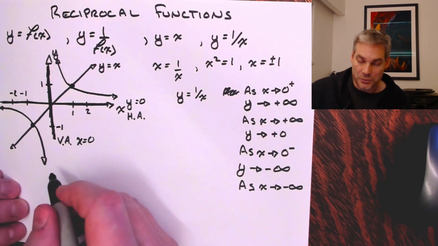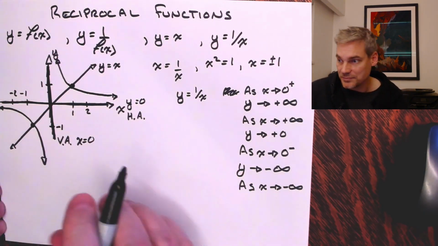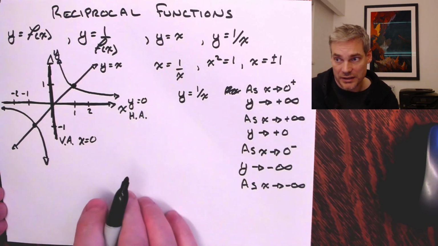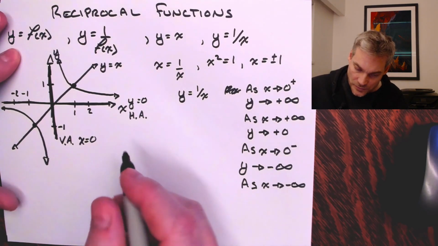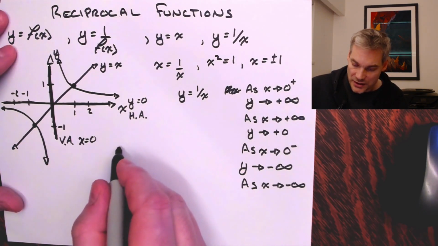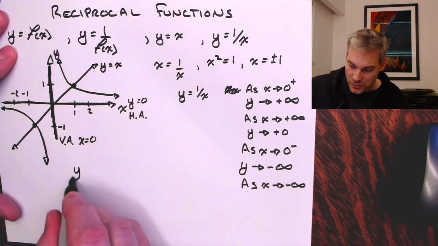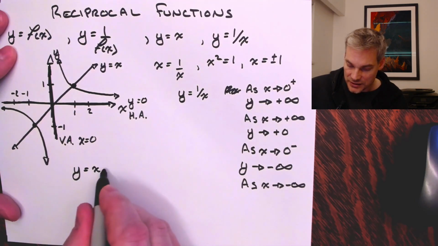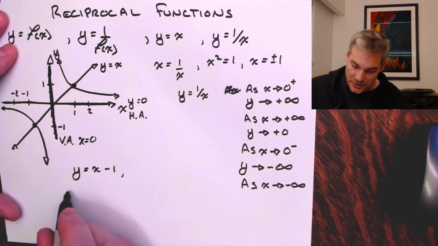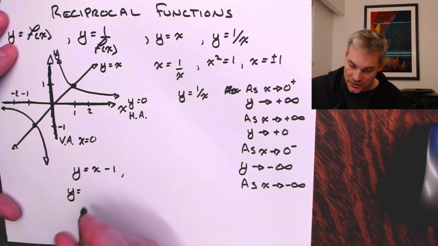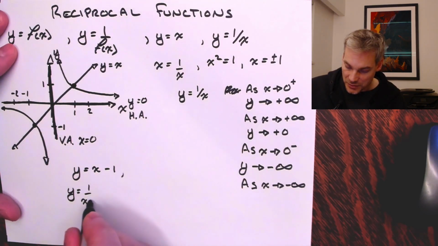So this is how we graph these types of functions. And this is kind of all I want to leave it at. I'm going to graph it slightly better so you can see. Actually, let's do something. Let's say y equals x minus 1, and my reciprocal is y equals 1 over x minus 1.